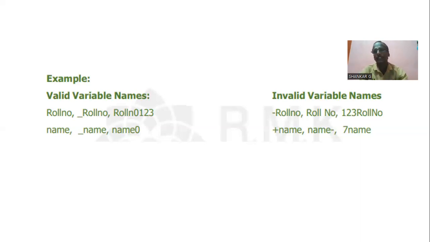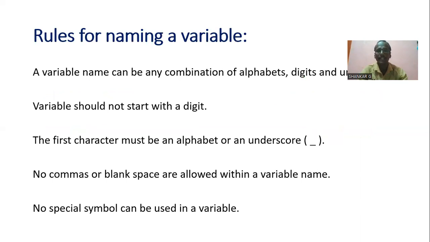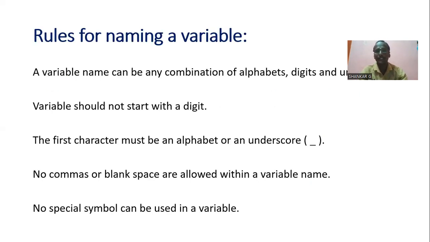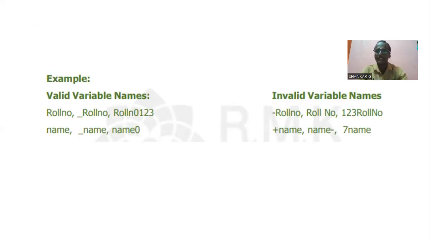Coming to the right hand side, invalid variable names. First, hyphen roll number. What we have said is that among the operators only underscore is allowed. No other operators are allowed to define an identifier, but here we have used a hyphen initially, so it is not allowed. Next, the second one, roll space number. Just see the second-to-last rule: no commas or blank spaces are allowed for defining a valid identifier. Here roll space number is there, so it is an invalid identifier.